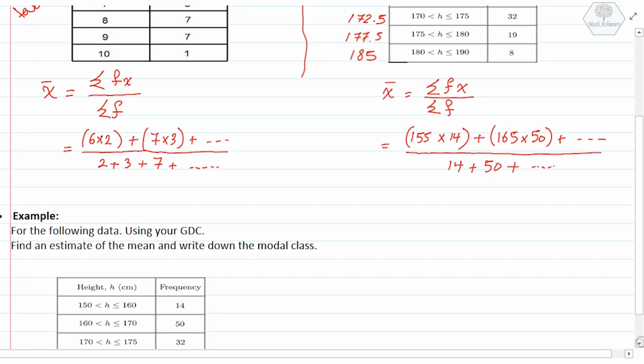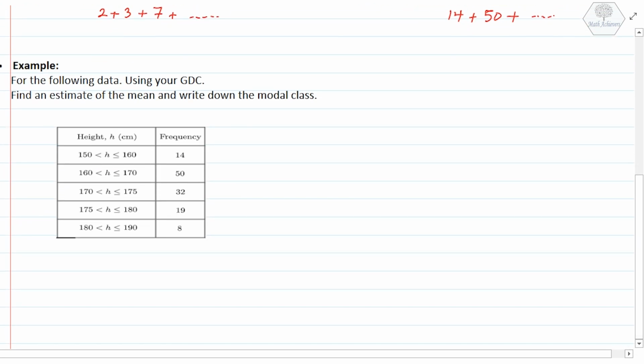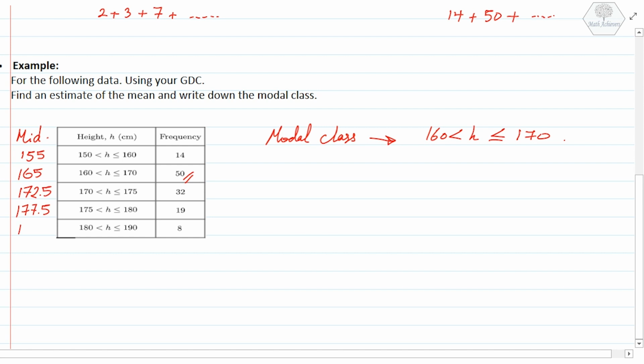Let's have an example. For the following data, use your graphical display calculator to find an estimate of the mean, and we have to write down the modal class. The modal class is the class that has the highest frequency. The one with the highest frequency is 50. So the class is 160 less than or equal to X less than 170. Now, to find an estimate of the mean, I need to find the midpoint for each interval. This is 155. This is 165. This is 172.5. This is 177.5. And this is 185.